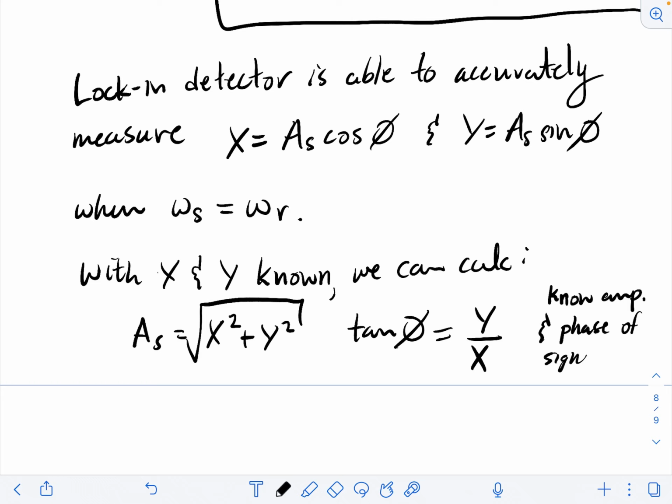Okay, so that's where I'm going to stop for now, and in the next video what we'll start to think about is how well does the lock-in detector discriminate between a signal at some frequency omega s and a reference signal at frequency omega r. Or in other words, if omega s is very close to but not exactly equal to omega r, what happens? So how close in frequency do you need to be in order for the lock-in detector to extract the signal that you are interested in?